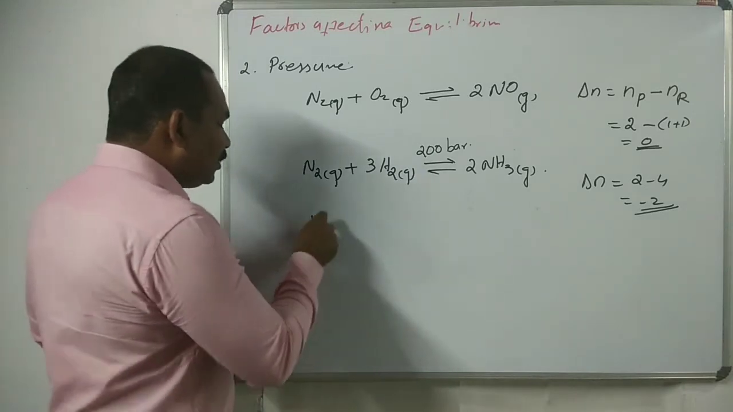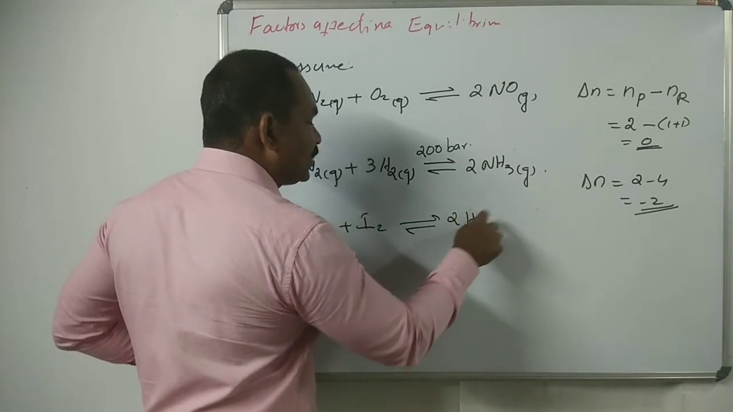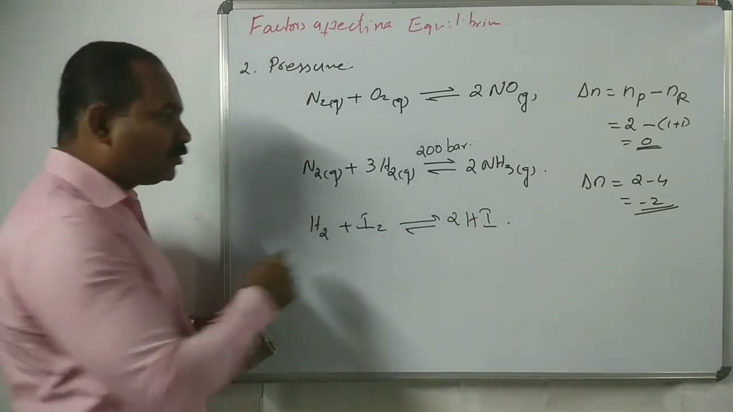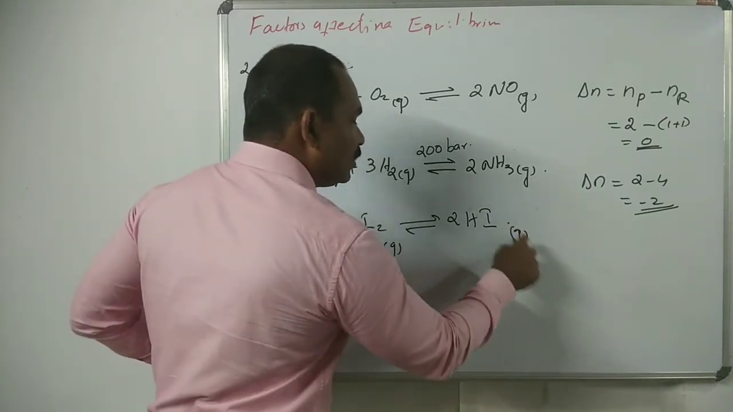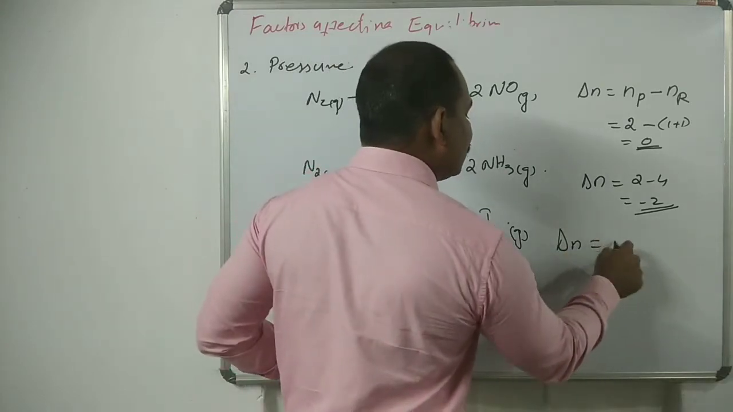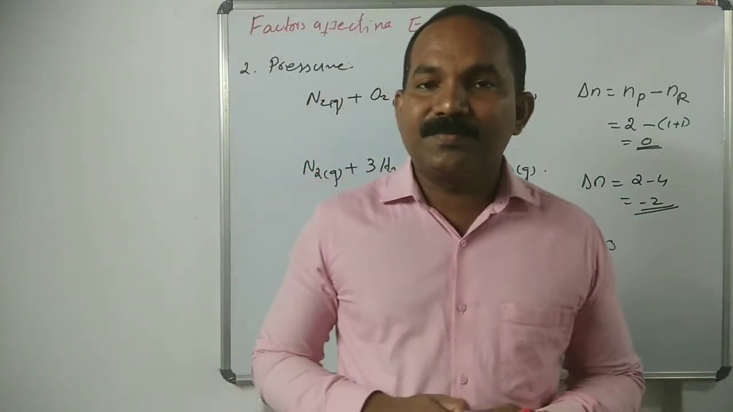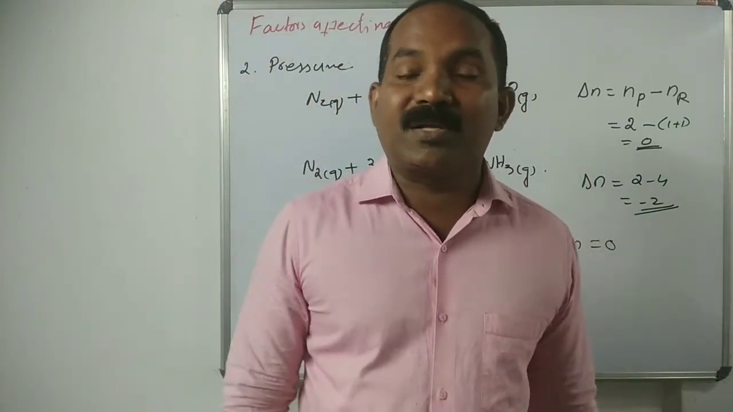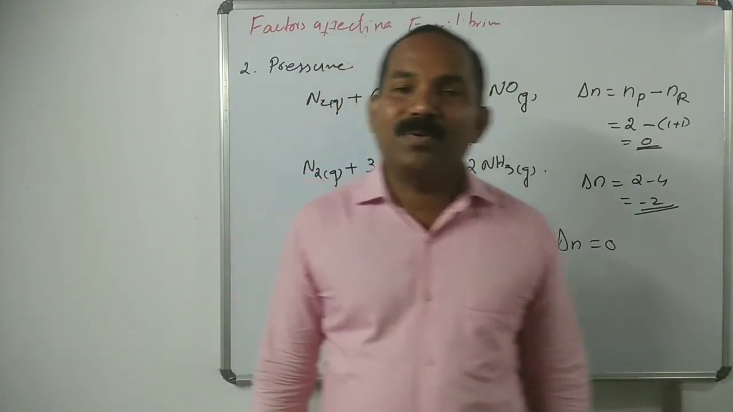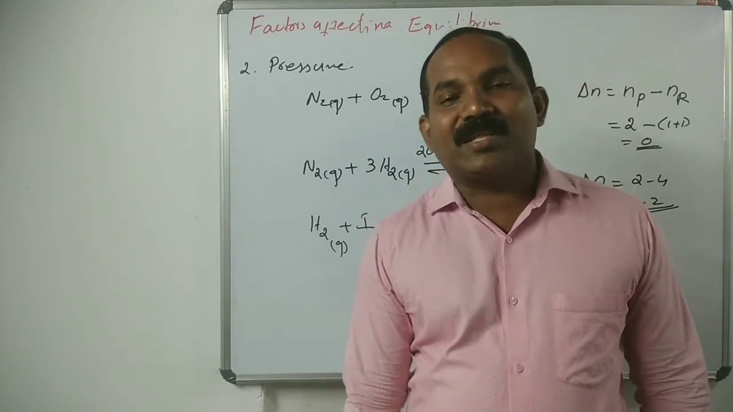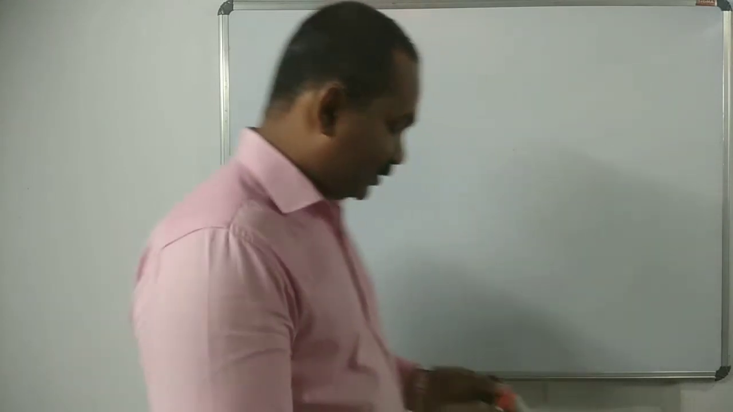One more example, H2 plus I2 in equilibrium with 2HI. All the reactants and products are gases. So here delta N is equal to 0: 2, and 1 plus 1, 2. In this reaction, a change in the pressure has no effect on the equilibrium. Why? The number of moles of gaseous reactants and gaseous products is the same.